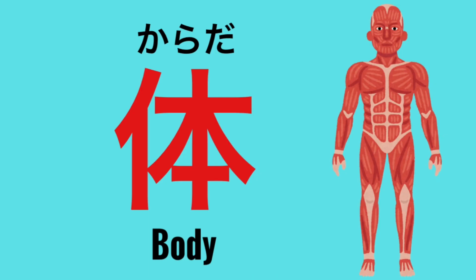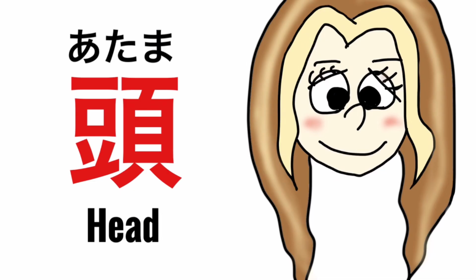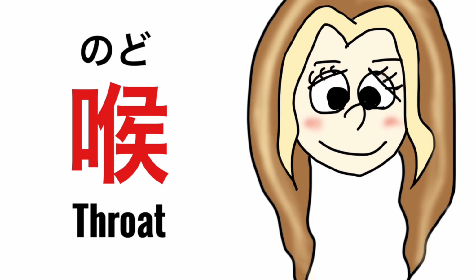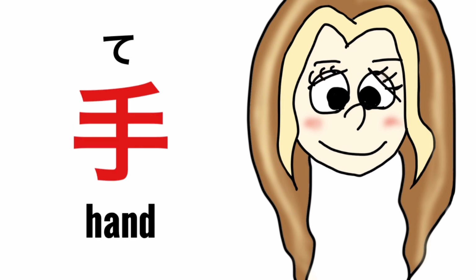Next, I'm going to introduce the vocabularies related to body. Body is 体 in Japanese. 体. Head is 頭 in Japanese. 頭. Throat is 喉 in Japanese. 喉. Hand is 手 in Japanese. 手.